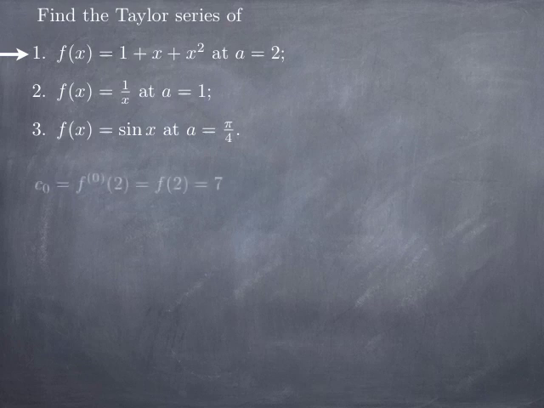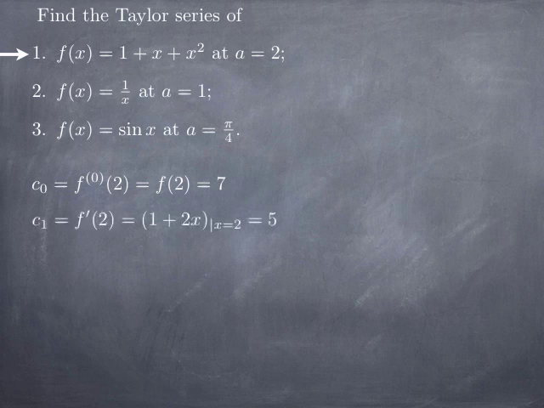Well, if we go just by the definition, the first coefficient, C0, is going to be the value of the function at 2. If we plug x equal 2 in the function, we get 1 plus 2 plus 4, 7. To get the second coefficient, we get the first derivative of the function evaluated at 2. The first derivative here is 1 plus 2x. When I plug x equal 2, I get 5.